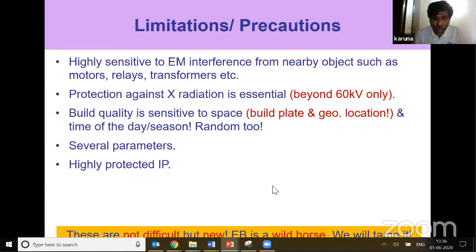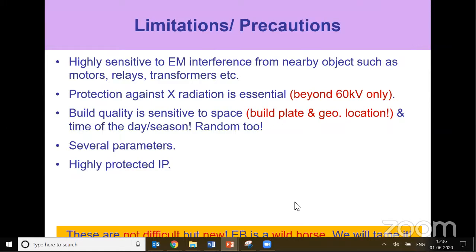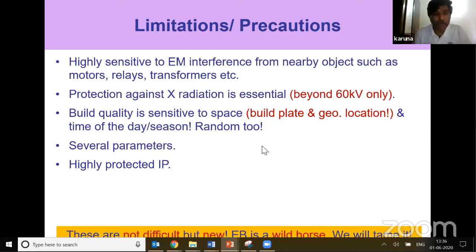So I put the bottom line here. I don't know whether it's visible to you. These are not difficult, but new to us, because we are all very new to working with vacuum and working with electron beam. So it's a question of getting used to it. Today, the electron beam looks to be a wild horse, but once we know how to tame it, we'll be able to ride it. So it's not going to be difficult, but we will get used to it.